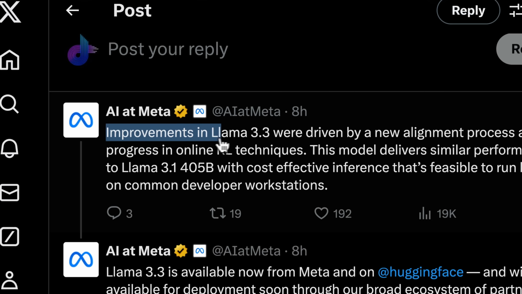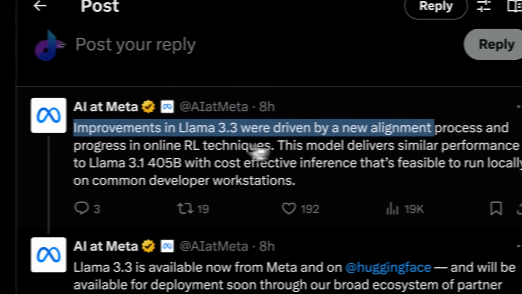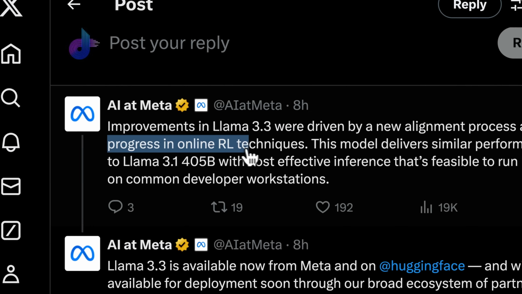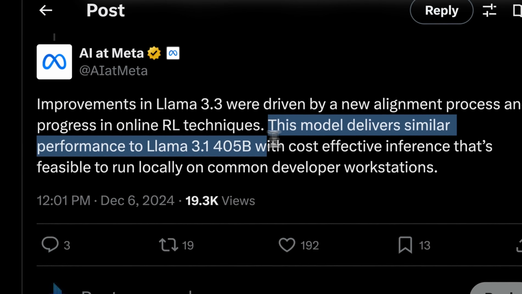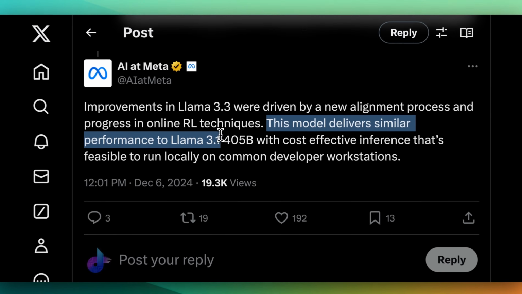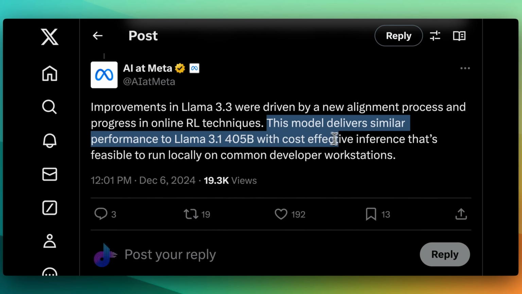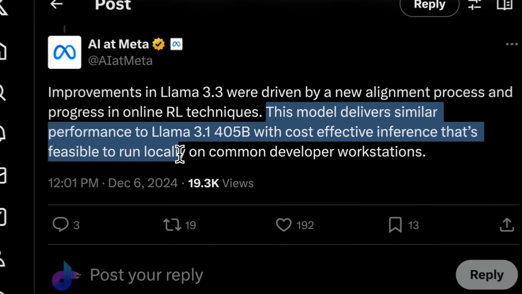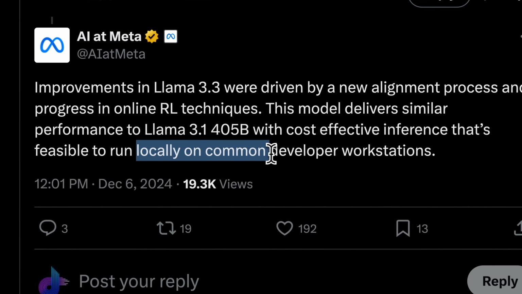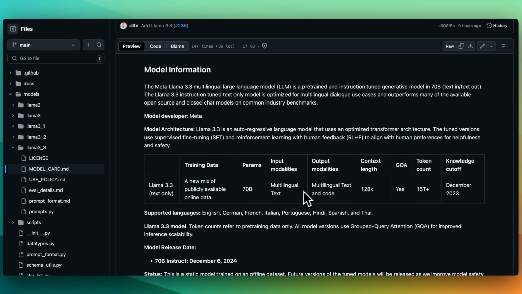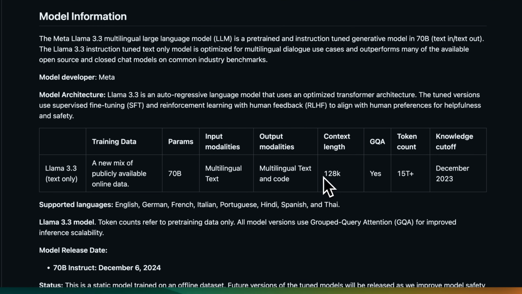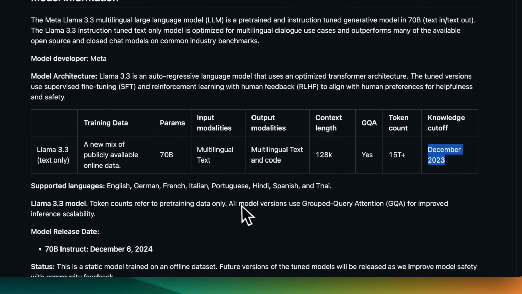Meta mentioned that improvements in Llama 3.3 were driven by a new alignment process and the progress in online RL techniques. This model delivers similar performance to Llama 3.1 405B with cost-effective inference that's feasible to run locally on a common developer's workstation. Now, in terms of the model card, the context length is still 128,000 tokens, and this model was trained on 15 trillion tokens, and the knowledge cutoff is December 2023.